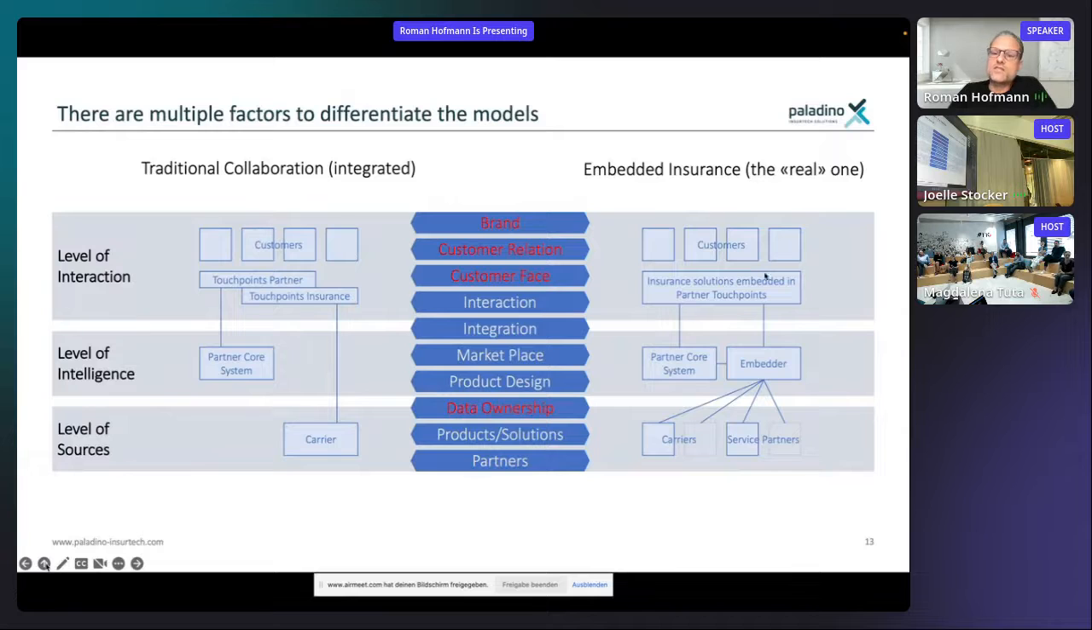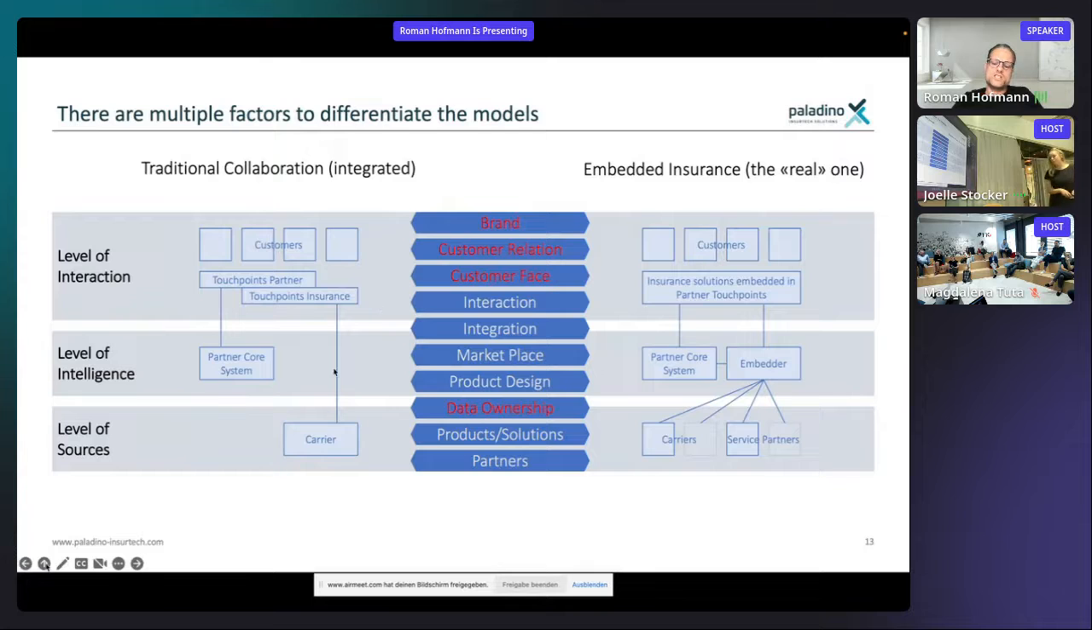In embedded insurance, this is different. The customer stays in the world. So he would log in again in the IKEA cockpit and see the insurance product in the cockpit of IKEA. That's a big difference. The customer stays and does not leave the world. That also means that the data will remain with IKEA.